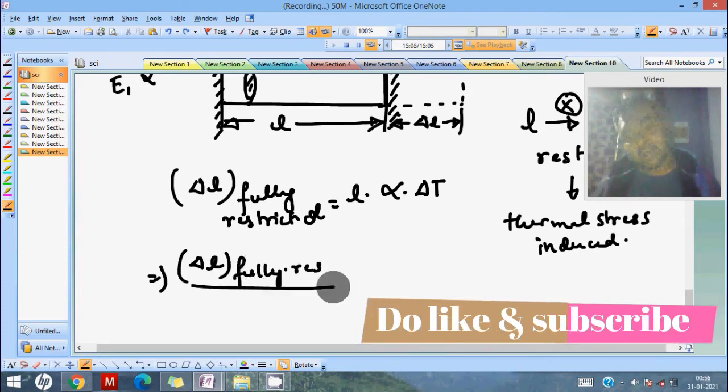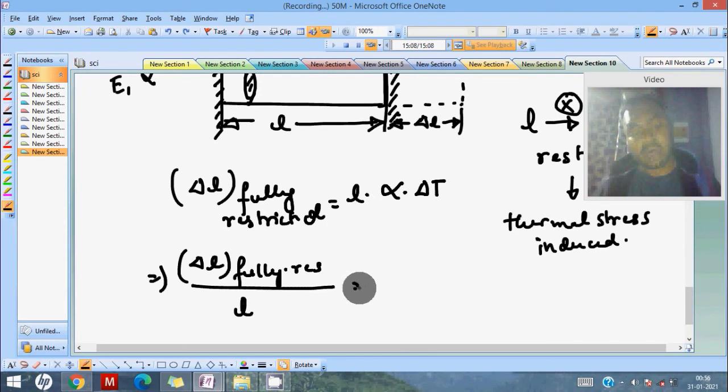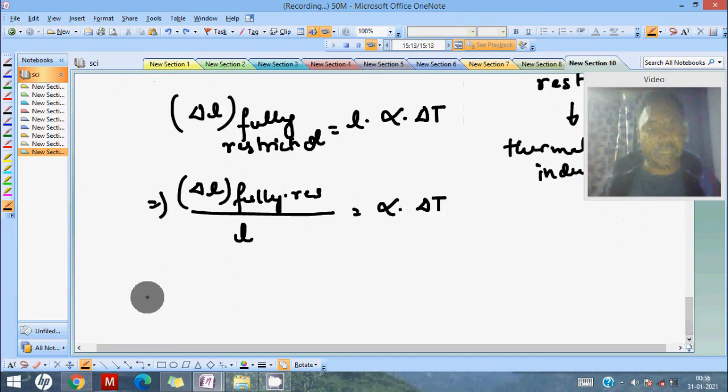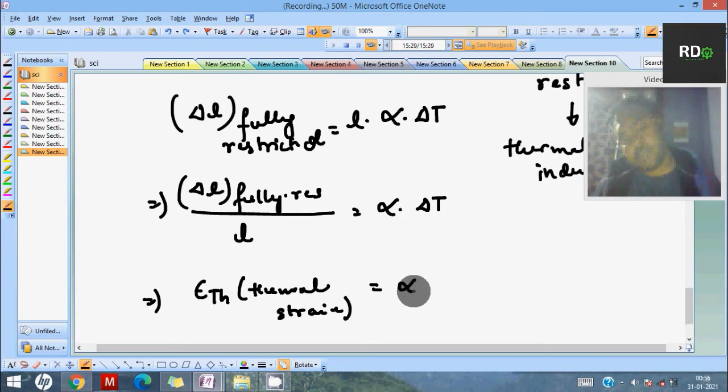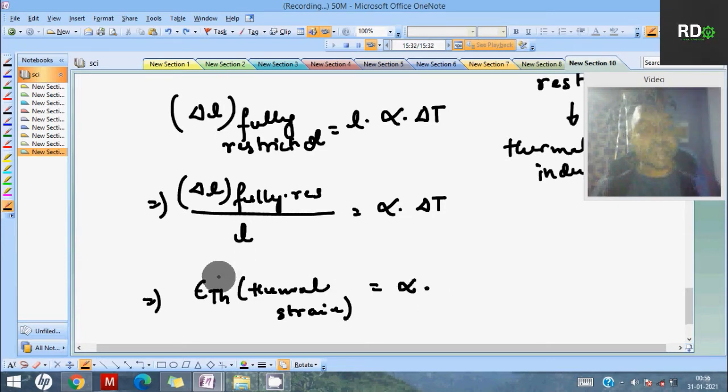I'm writing in short form. I'm taking the L here. It will be alpha into delta T. So change in length by total length will give you the strain. In this case, this strain will be known as thermal strain, that is epsilon TH. Okay, it is nothing but thermal strain. I'm just mentioning, don't take the bracket I have written as multiplication. I'm just letting you know that this is thermal strain into delta T.